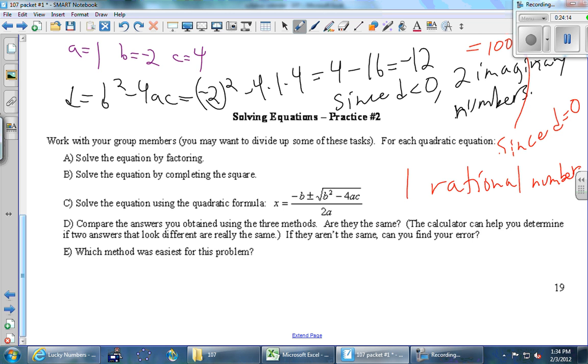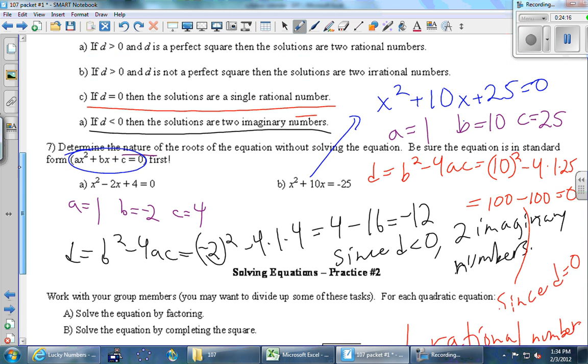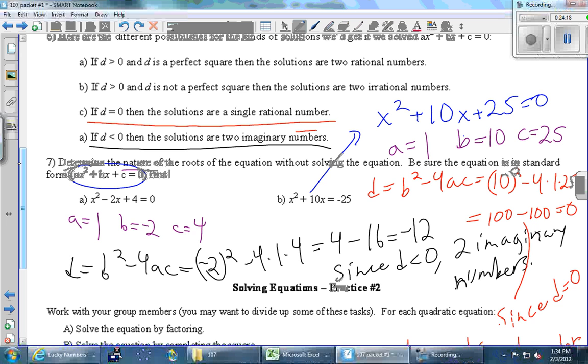So we did have to change it. Yeah, we did have to change it. Yeah, that's an important step, though, is adding that 25. Yeah. Okay, questions on that?